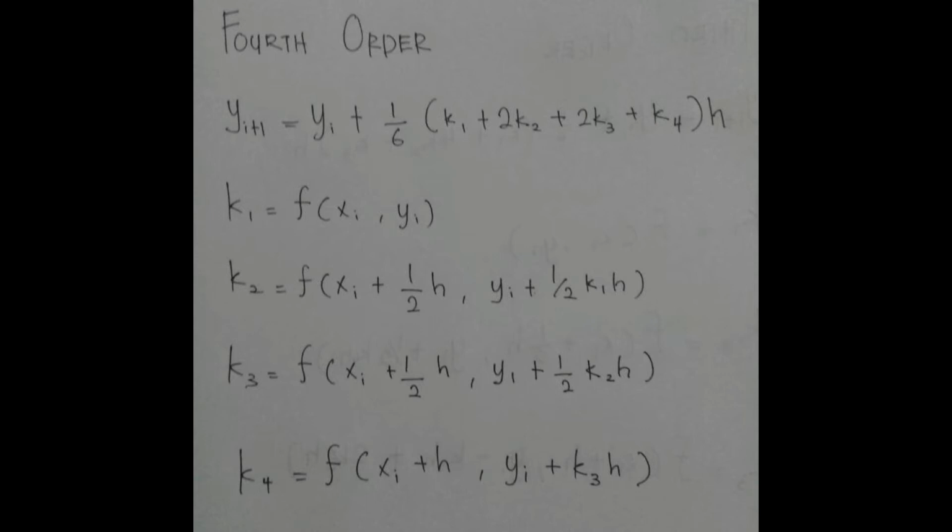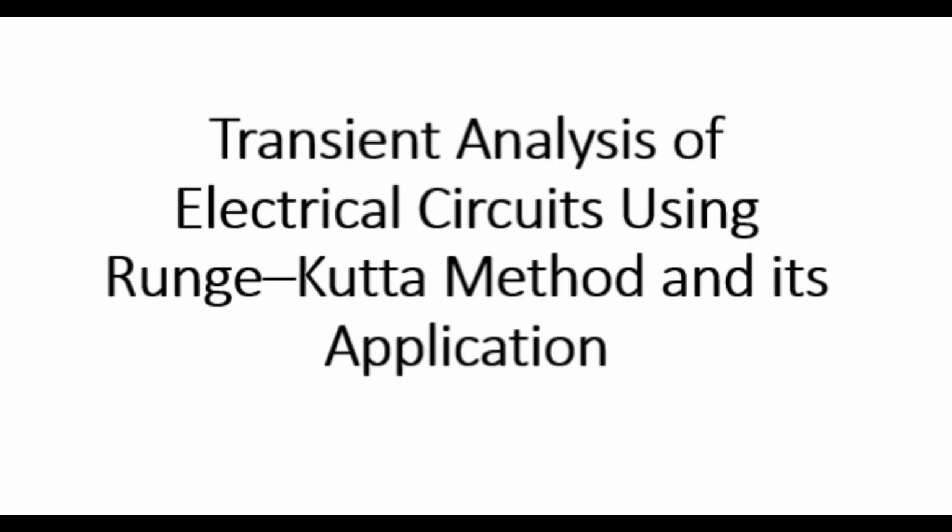and times h. The value of k1 for the fourth order Runge-Kutta method is equal to the function of x_i and y_i. K2 is equal to the function of x_i plus 1 over 2 times h and y_i plus 1 over 2 times k1 times h. K3 is equal to the function of x_i plus 1 over 2 times h and y_i plus 1 over 2 times k2 times h. And lastly, the value of k4 is equal to the function of x_i plus h and y_i plus k3 times h.